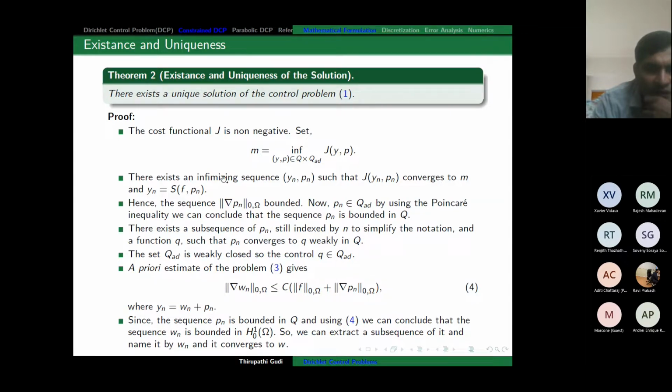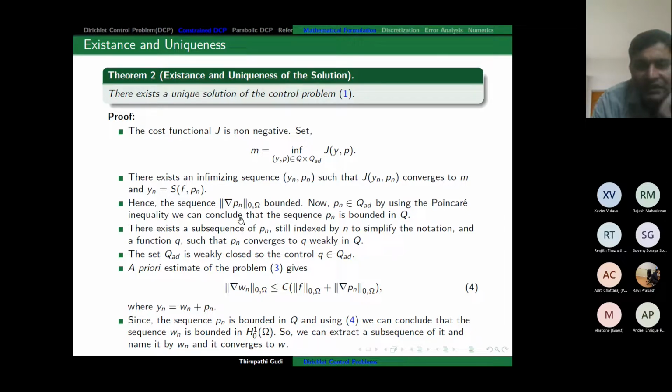I'll quickly give an overview of the proof. J is non-negative because it has the norm squares, so the infimum exists, which we call M. But whether this is attained by some functions is the question. Because this infimum exists, there is a sequence y_n and p_n coming from the function spaces, the product space, such that J converges to M, and y_n and p_n are linked through the solution operator. If you look at this cost functional, it has the gradient of p. This is converging to M, so the gradient of p_n is bounded for all n. So we have a bounded sequence from there, and also it has pointwise constraints on the control on the boundary. So p_n is bounded in the full H1 norm. This is only the gradient, but by using the Poincare inequality, you can show it is bounded.